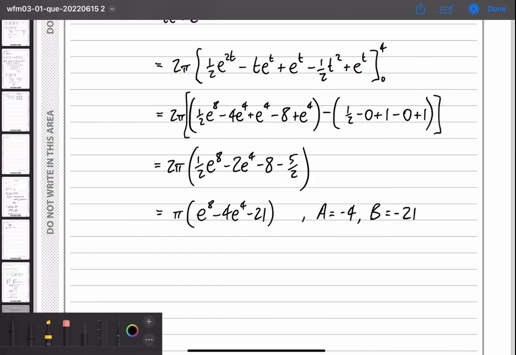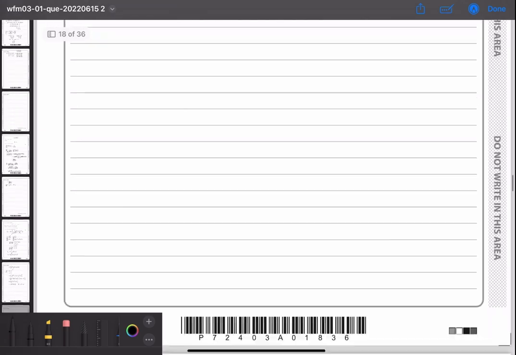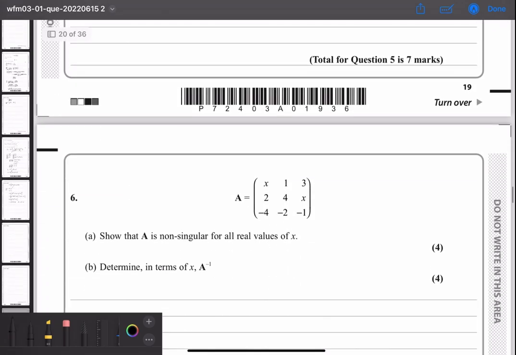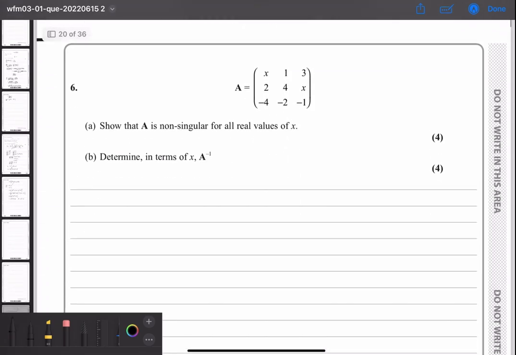And that was all for that question. On to question number 6. Another matrix one. Show that A is non-singular for all real values of x.